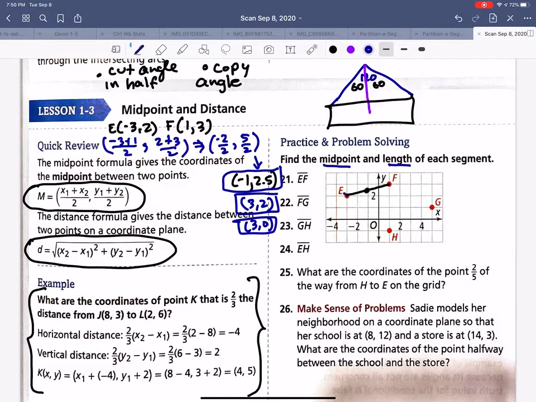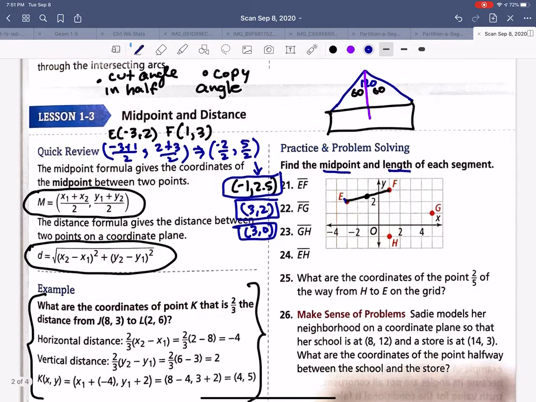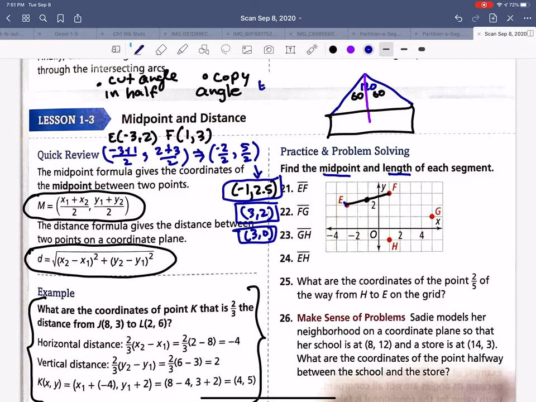EH, what's my midpoint? That's a little bit harder. So that one I definitely need my formula. So let's do E and H. We already have the point E is -3, 2. Let's do H is 1, -1.